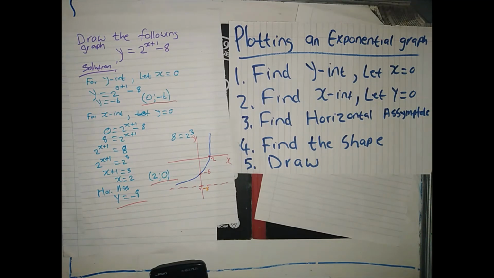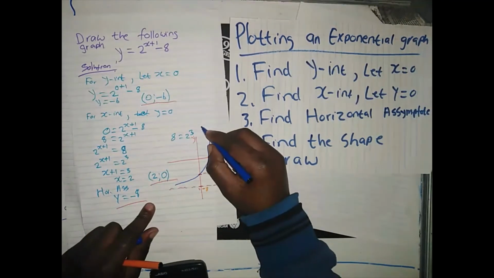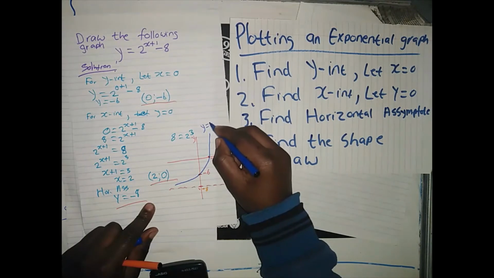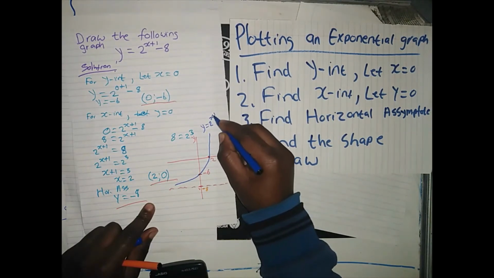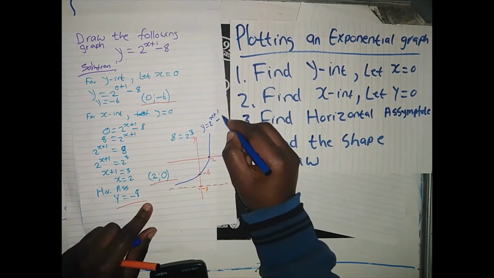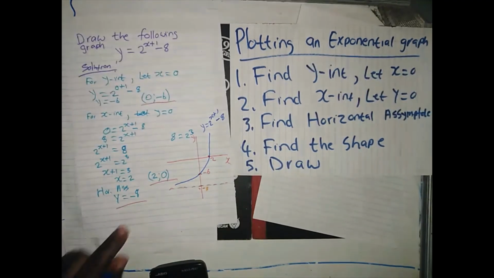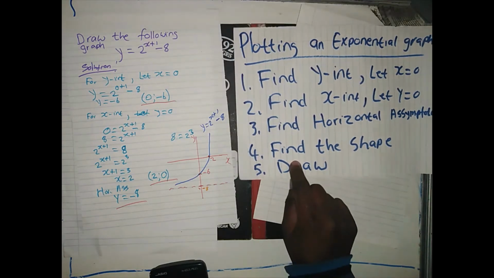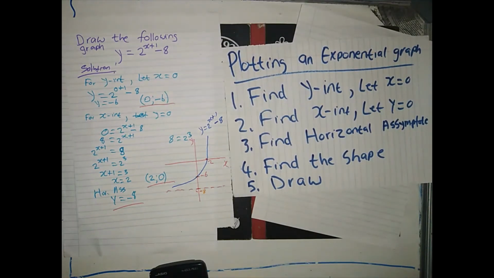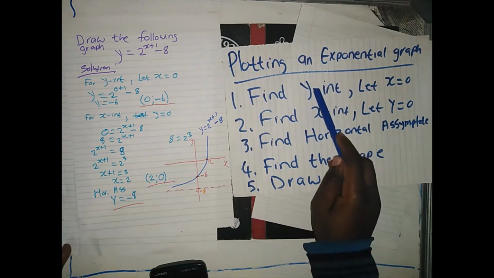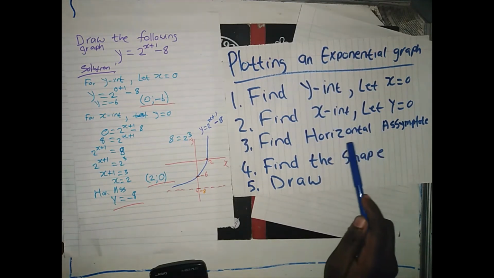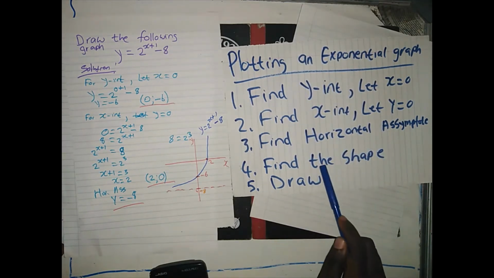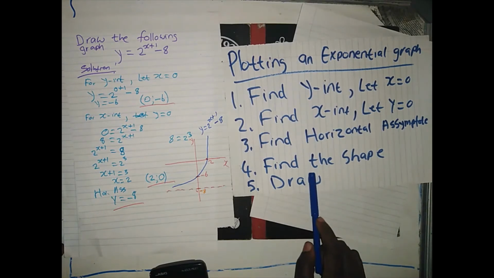This graph of yours is a graph of what? Let's label it: y is equal to 2 to the power x plus 1, minus 8. All right, so you have then drawn. Okay, so what did you do? You find the y-intercept, you find the x-intercept, you find the horizontal asymptote, you found the shape, and then what did you do? You drew.